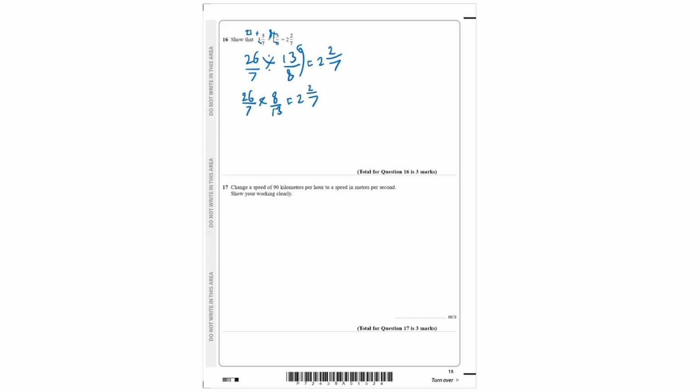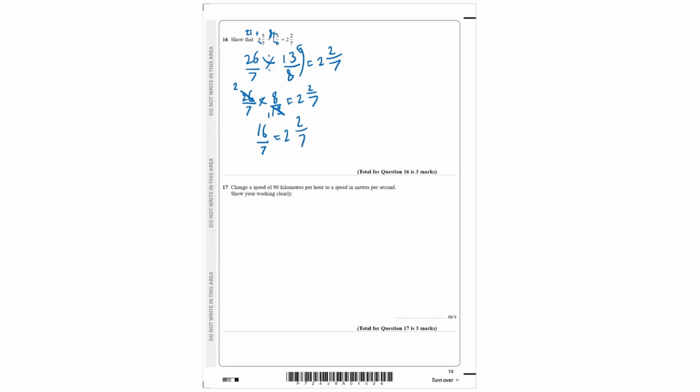We can find the highest common factor of 26 and 13 to simplify this. The highest common factor is 13. So 13 divided by 13 is 1, and 26 divided by 13 is 2. Now we can multiply. 2 times 8 is 16, over 7.